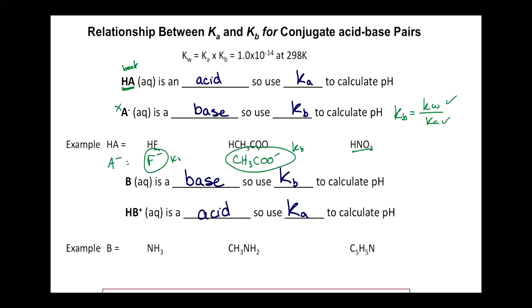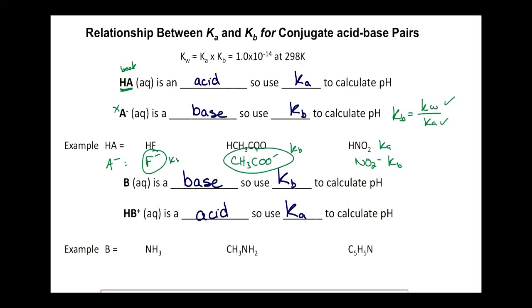This is nitrous acid. Nitrous acid is an acid, so you use Ka. But if you put NO2 minus in solution, that's its conjugate base. You actually have to use Kb, right? So it's being able to identify: am I looking at an acid or am I looking at its conjugate?